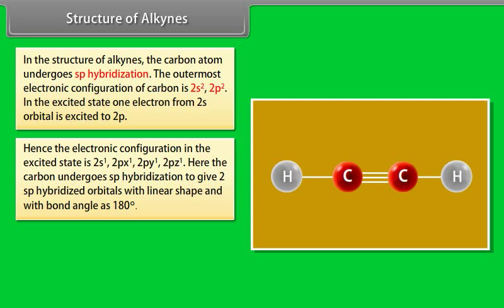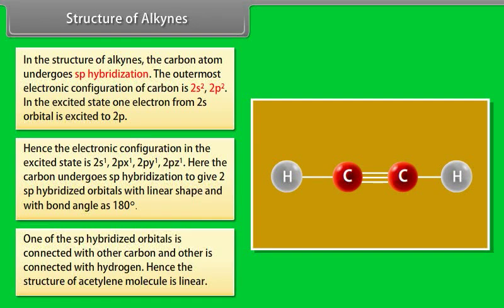Here, the carbon undergoes sp hybridization to give 2 sp hybridized orbitals with linear shape and with bond angle of 180 degrees. One of the sp hybridized orbitals is connected with the other carbon and the other is connected with hydrogen. Hence, the structure of the acetylene molecule is linear.